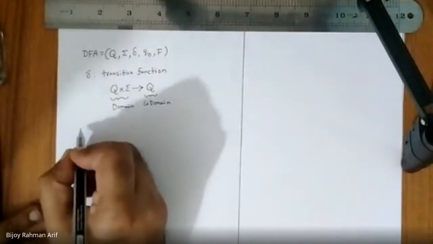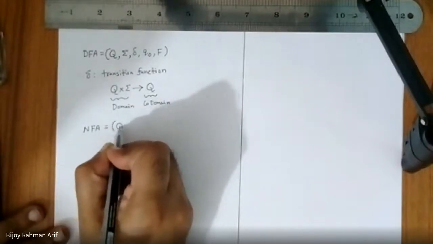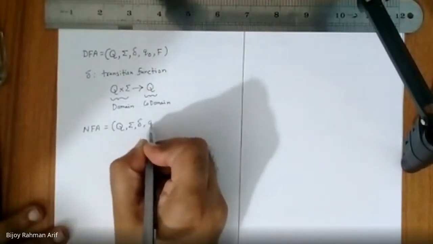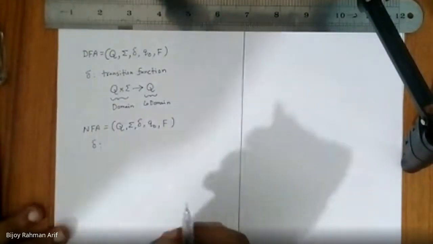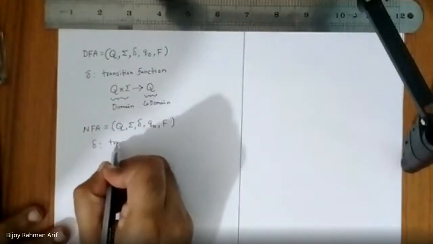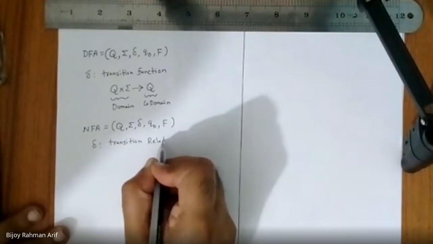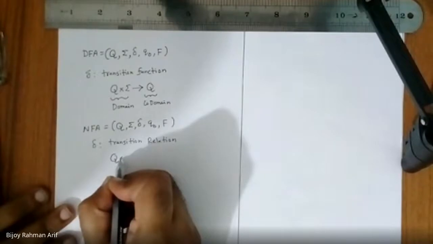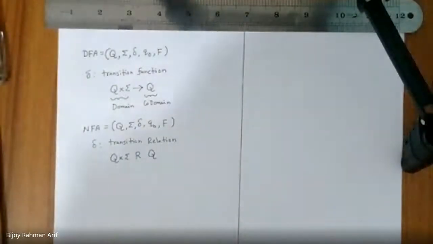Now let's go to NFA. Q, sigma, all the same things. Delta, Q naught, F. What is delta here in NFA? Transition relation. On the left hand side, we have Q cross sigma again. It is related to Q. All right, so we know those things.